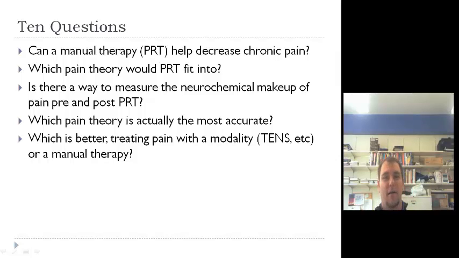Which is better, treating pain with a modality or manual therapy? I think of manual therapy all the way in my head. If I can place my hands on a patient, the placebo effect tells me they are going to feel better already. Now, in the real world, many of you, my classmates, probably can't do this a lot because of your lack of time, perceived lack of time, whatever it might be, you guys are busy. You're seeing a whole football team plus basketball plus 4 other sports at once.